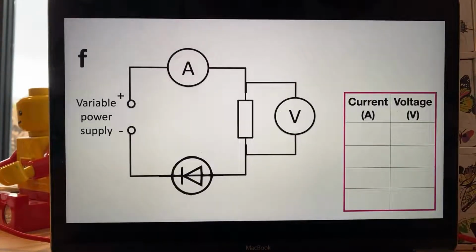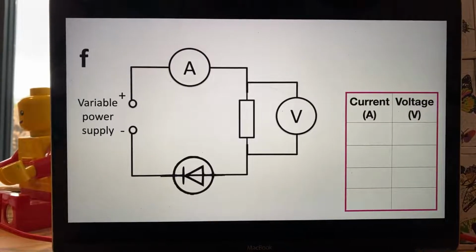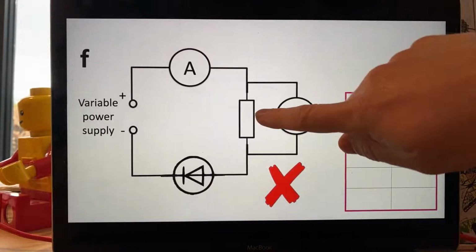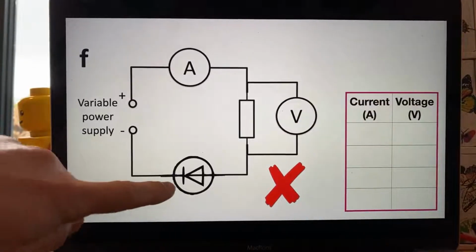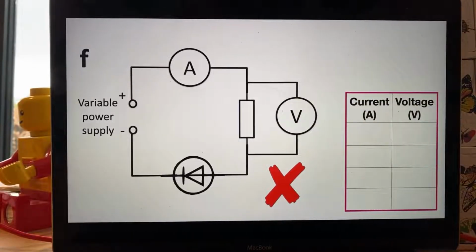F, variable power supply, positive on the top, negative on the bottom, ammeter in series, diode on the bottom pointing left, resistor, and a voltmeter measuring the voltage across the resistor. 3, 2, 1. That's not ideal, is it? Look, you're measuring the voltage across the wrong component. So your reading is going to be the voltage across the fixed resistor and not the voltage across the diode. So no, that's not going to work either.